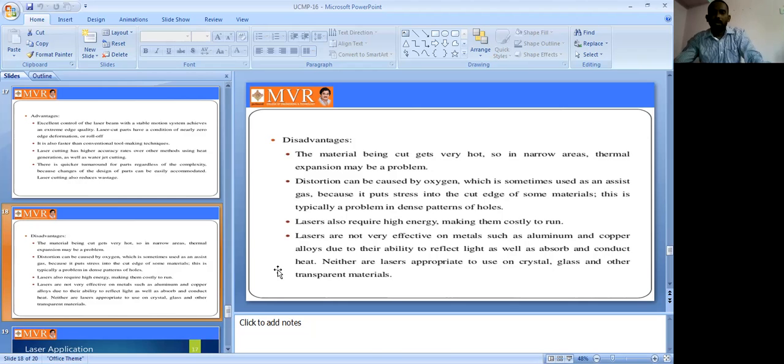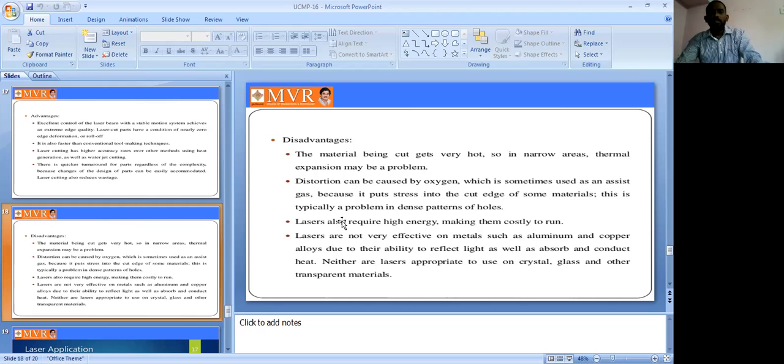So in narrow areas, thermal expansion may be a problem in the laser beam machining process. Distortion can be caused by oxygen, so we can also get distortion in this process, because of the oxygen which is sometimes used as an assist gas.